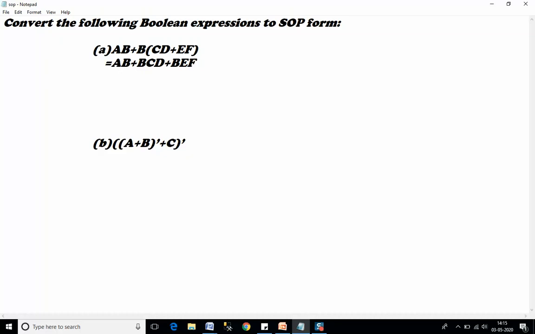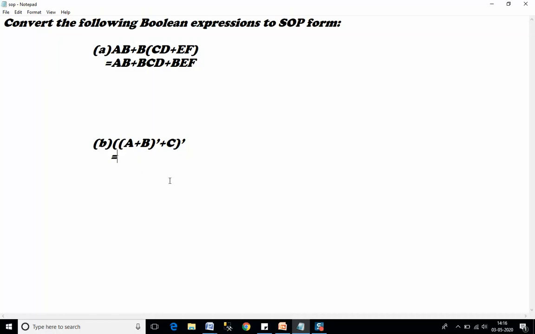Now again we have another example wherein we have A or B whole complement, or C, again the whole complement on this expression. Now first we will try to apply here De Morgan's theorem. We will apply De Morgan's theorem first on the outer complement. So if you remember that in De Morgan's theorem, A or B whole complement is equal to A complement and B complement.